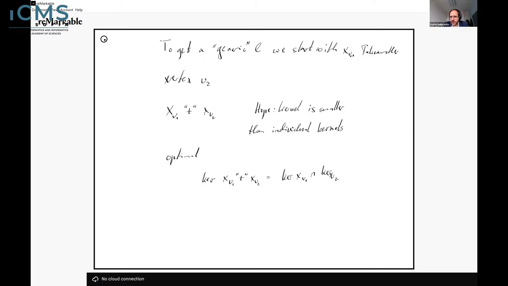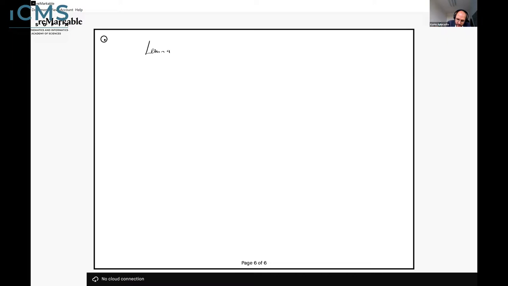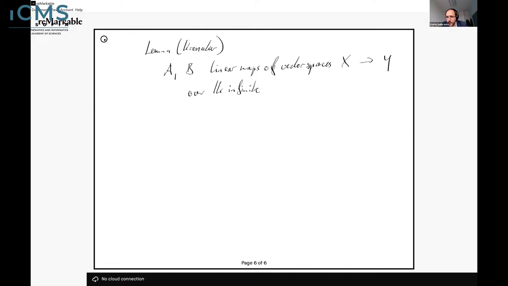And here now, finally, I go to this lemma of Kronecker. It's a very simple lemma. You have A and B linear maps of vector spaces X to Y over K infinite. Then the conclusion that I want is that the kernel of A plus B is equal to the intersection of the kernels.